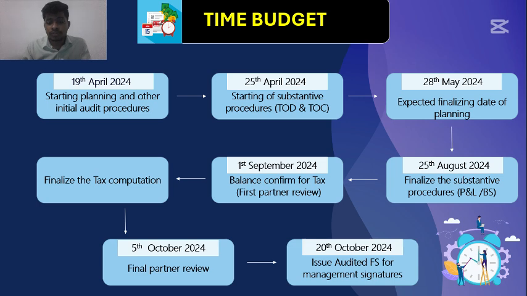25th of April 2024, starting the substantive procedures, test of detail and test of control. 28th of May 2024, expected finalized date of the planning. 25th August 2024, finalize the substantive procedures. This is included for P&L items and balance sheet items. 1st September 2024, balance confirmed for the tax. First partner review, this is included after finalized tax computation. The 5th October 2024, final partner review, and finally 20th of October 2024, issue the audited FS for the management signature. This is the time budget for this audit procedure.